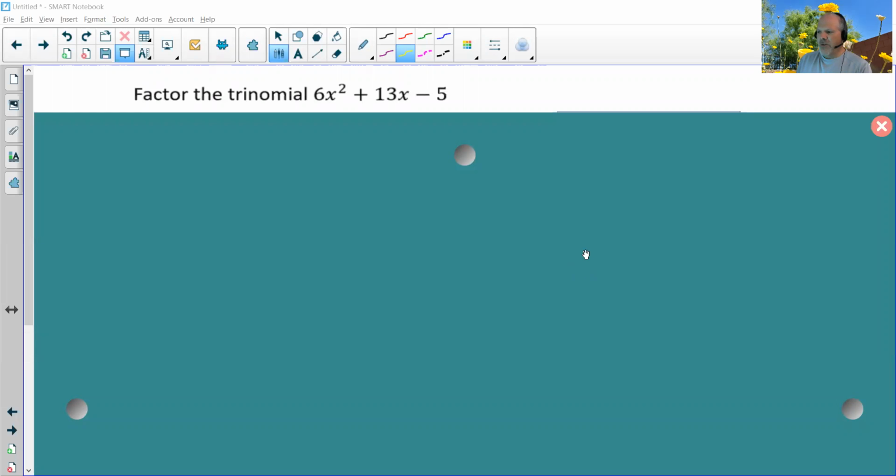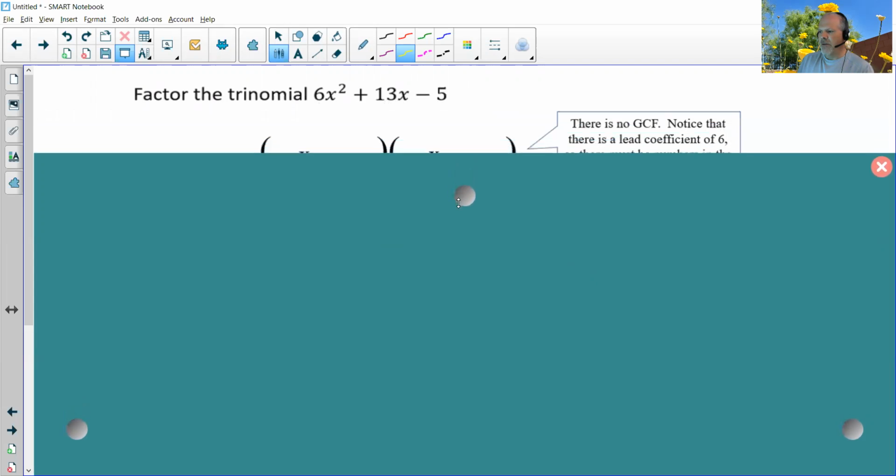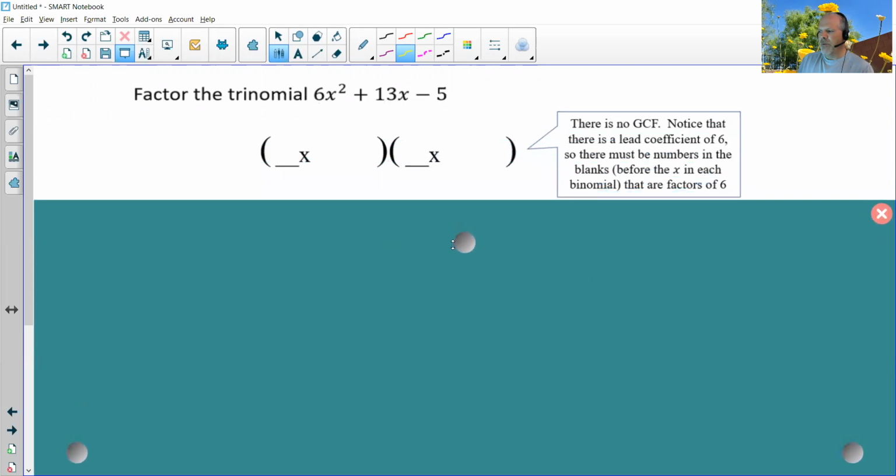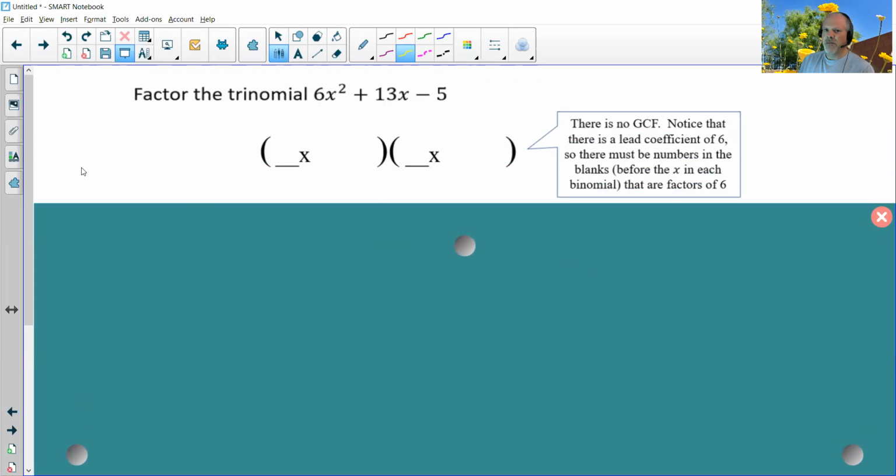So if we want to factor this trinomial, we go through our normal steps. Is there a GCF? No, there's not. And I can tell that because 5 and 13 are both prime numbers, so they don't have any common factors with 6. So I'm going to set this up just by writing two binomials like we did in the previous lesson.